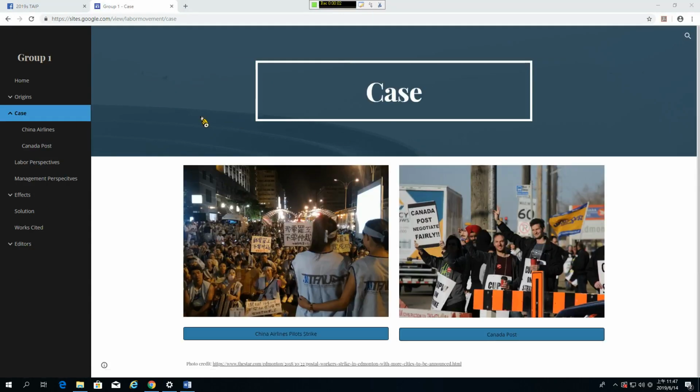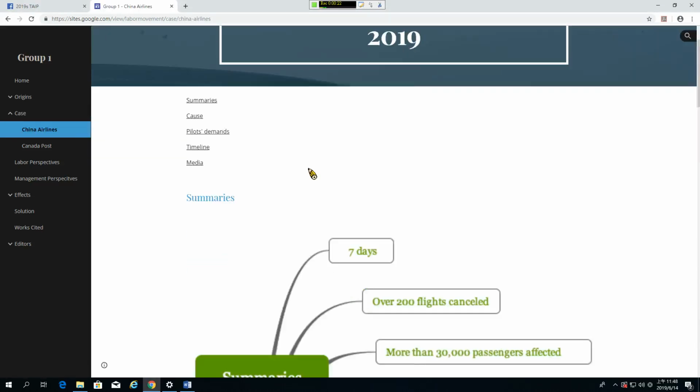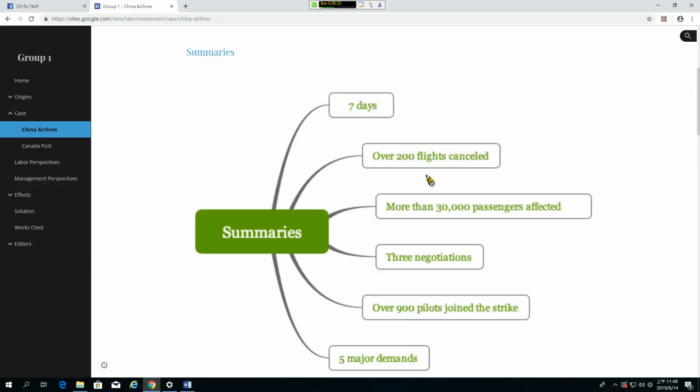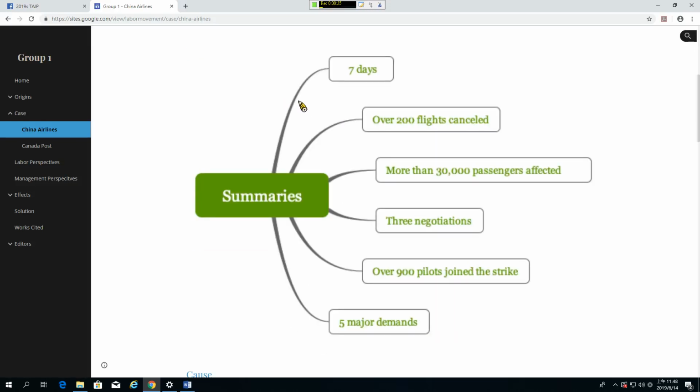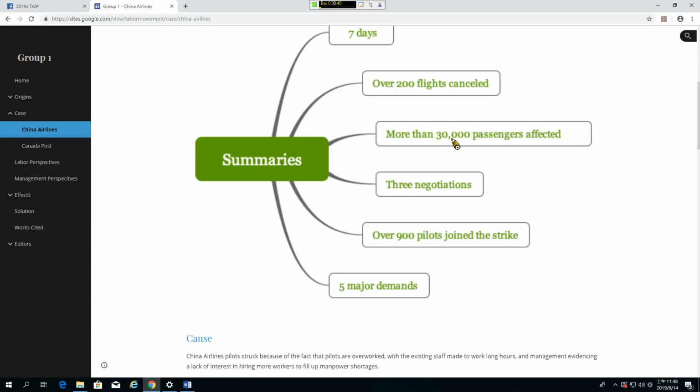Next, I'm going to do one case analysis of a strike movement that happened in Taiwan. As you all know, earlier this year, China Airlines pilots began to strike because they are not satisfied with their current working conditions. Here's the summary of the movement: it lasted for 7 days, and over 200 flights were canceled. More than 30,000 passengers were affected, and there were free negotiations during these 7 days. Over 900 pilots joined the strike, and they have 5 major demands.